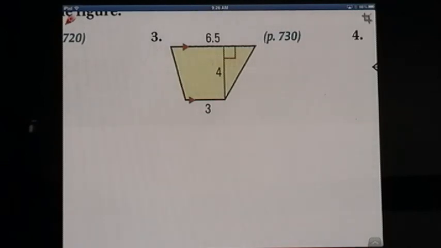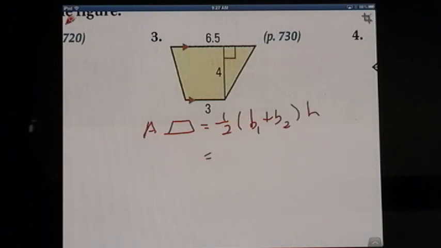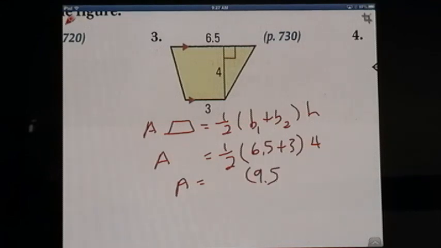Okay, remember that the area of a trapezoid is equal to 1/2, the bases added together, times the height. Now this one's a really easy one to do. 1/2, the bases added together, is 6.5 plus 3 times the height, which is 4. 6.5 plus 3 is going to give you 9.5 times 4 and half.